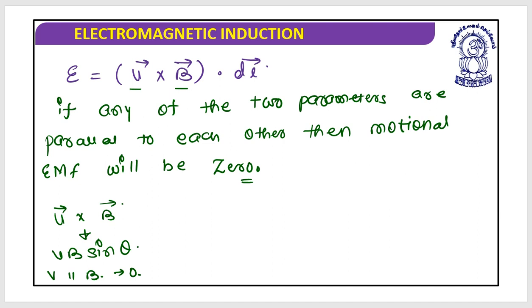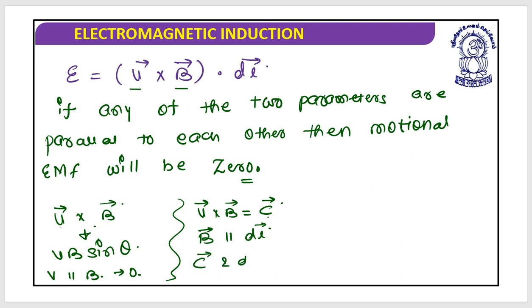So the first thing is clear. One more thing: let's say v cross B gives a certain vector that we can call C. Now let's suppose B and dl are parallel, then it means C and dl must be perpendicular to each other, and any vector that performs a dot product with another vector at an angle of 90 degrees gives 0. I hope this is clear.